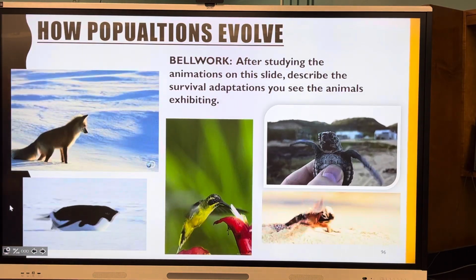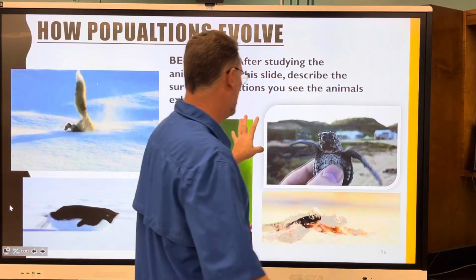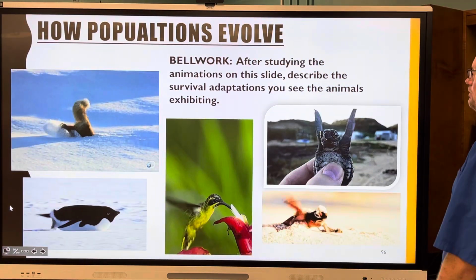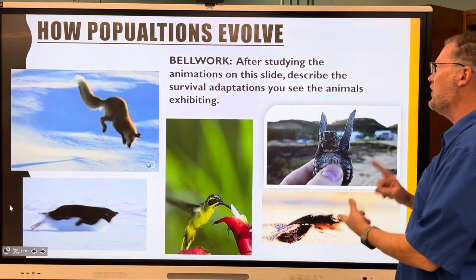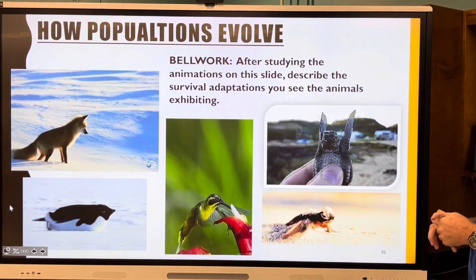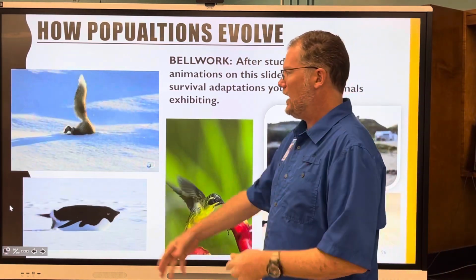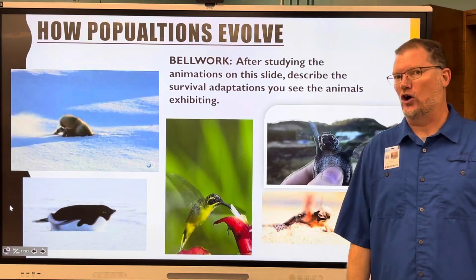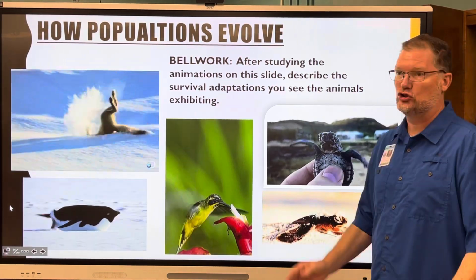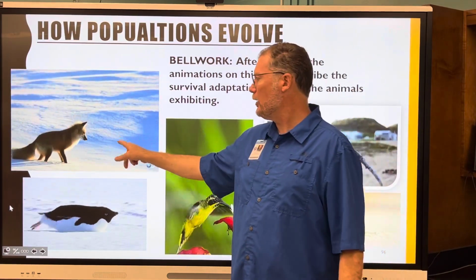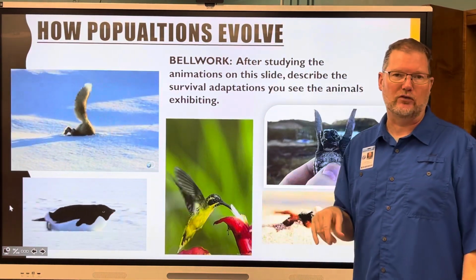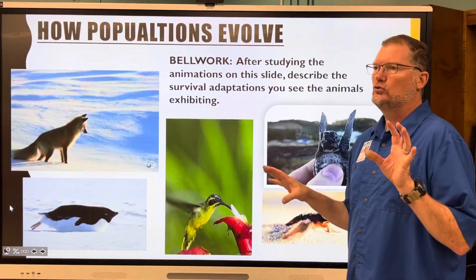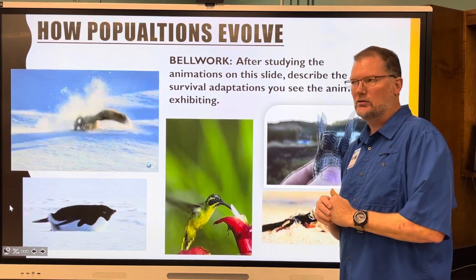So after studying the animations on this slide of the baby sea turtle and the hummingbird and the penguin and the fox, you were supposed to describe survival adaptations you see these animals exhibiting. So an adaptation would be what here? Ability to stand on the snow instead of sinking down into it, ability to jump, ability to hear a mouse under the snow. That's what they're going for. That's really what you're seeing, an adaptation that allows them to sense that creature, okay?